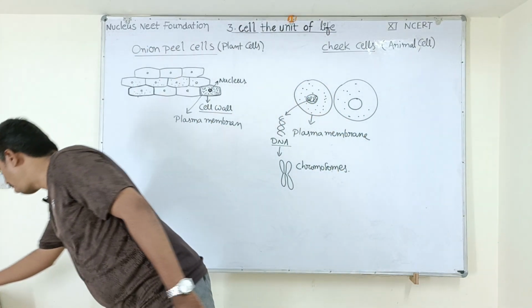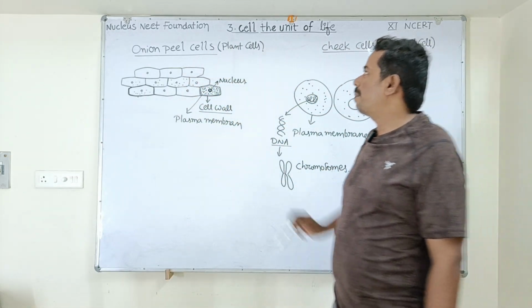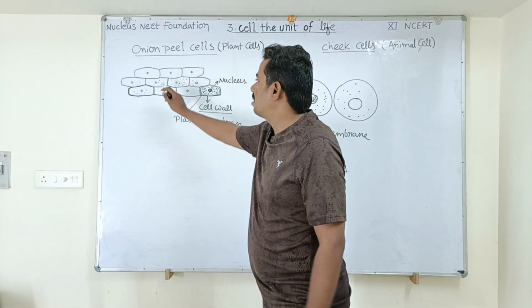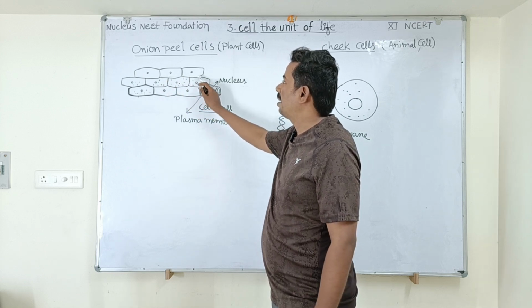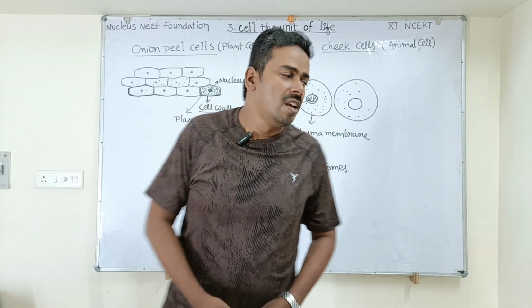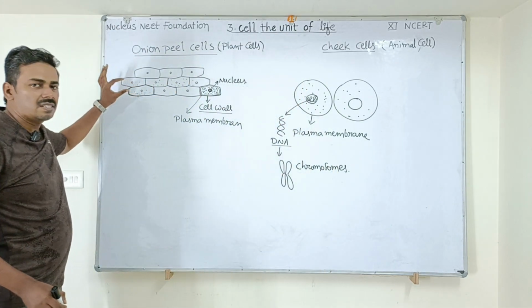Now let us enter into the topic, students. Onion peel cells. Onion peel cells are plant cells. Here you can see several rectangular cells. They are arranged side by side without any gaps, intercellular spaces. Each rectangular shaped cell is an onion cell.